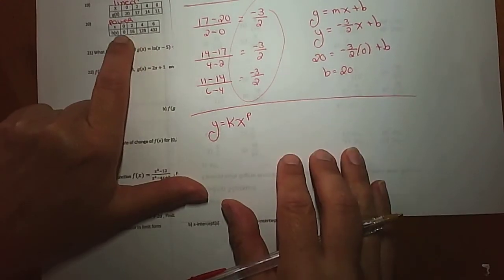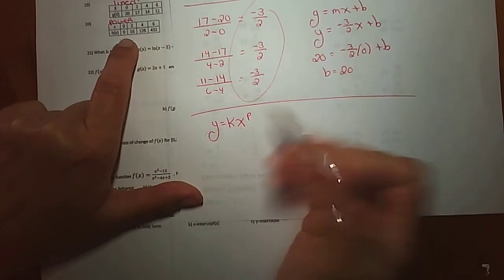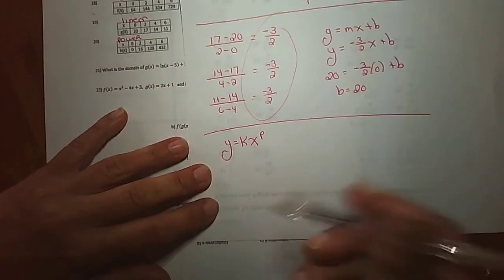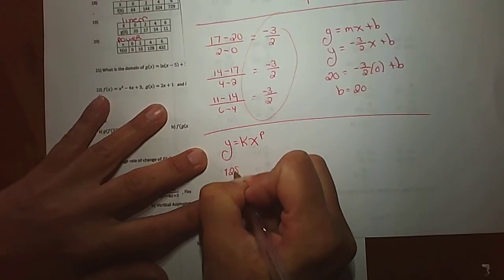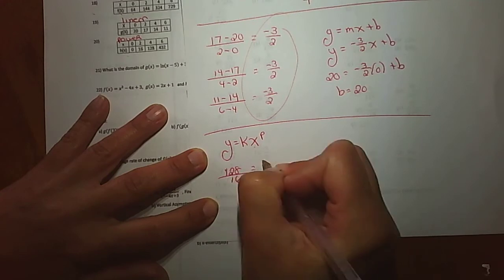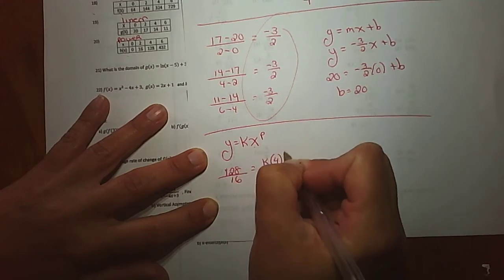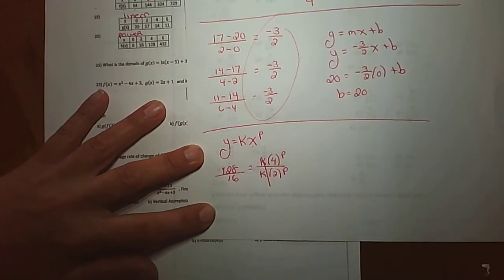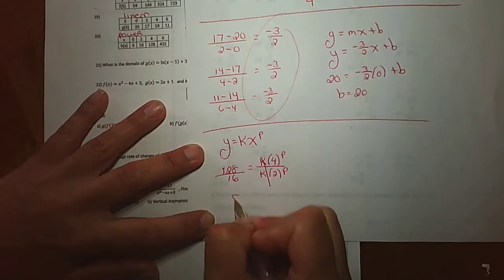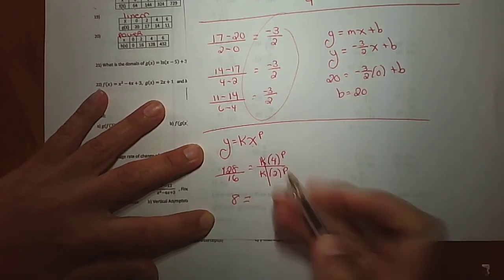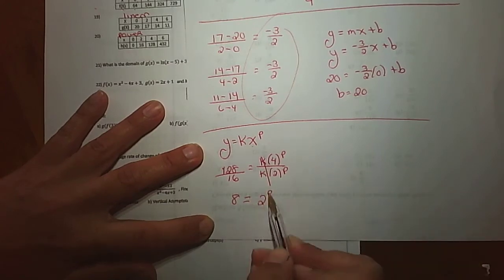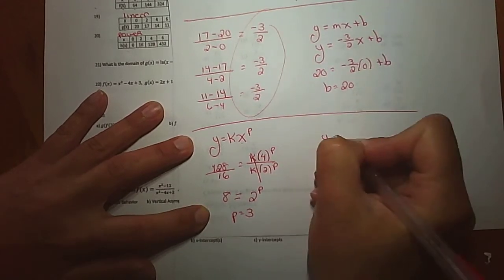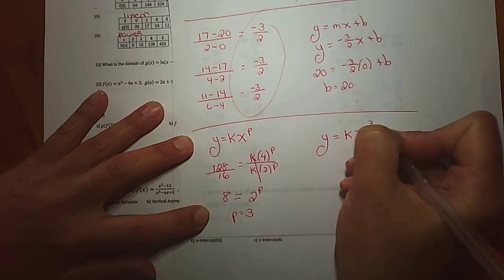I'm going to compare two of them that aren't 0. I'm not going to plug in 0 as my base because that makes everything 0. So the best two points to use are the 2 and the 16 and the 4 and the 128. So I'm going to do 128 compared to the 16 is k, 4 to the p over k, 2 to the p. So the k's cancel. And 128 divided by 16, I just had done it, that's 8. 4 divided by 2 is 2, so that's 2 to the p. So 2 to what power makes 8? That's 3. So y equals k x to the 3, right?